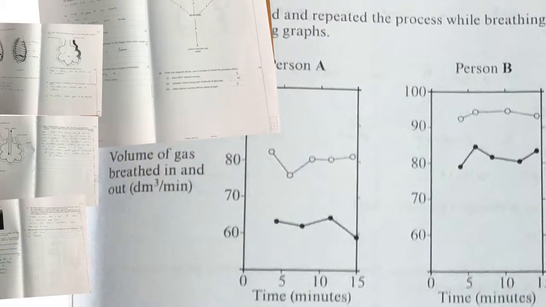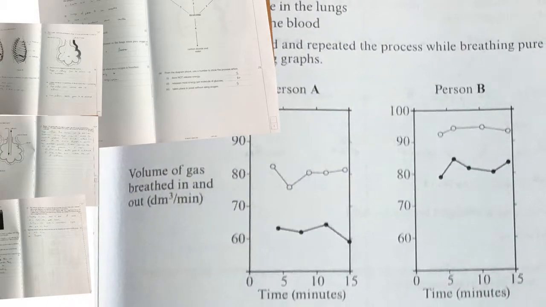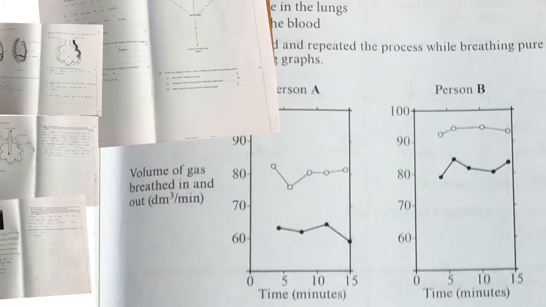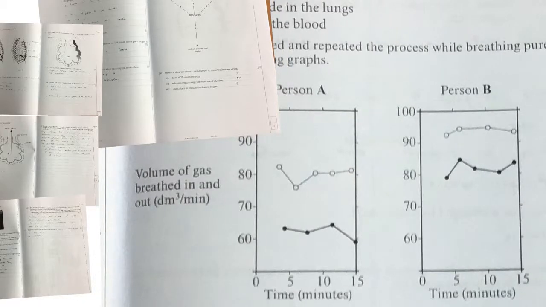If I look at the pure oxygen line, can we see that it's lower? We have to breathe in less gas. So for person B, they're only breathing in 80 odd when it's pure compared to 90 when it's not. Person A, then, they've got 65 compared to 85. So we have to breathe in less.